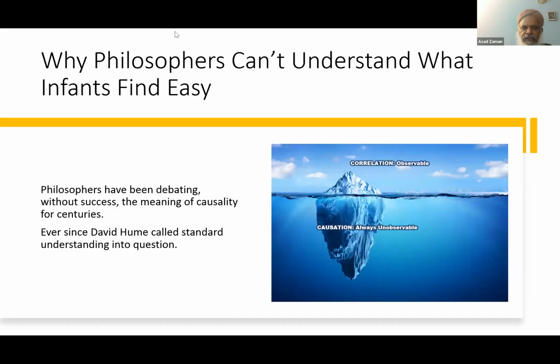But the philosophers cannot understand. For centuries, ever since David Hume pointed out that you can only see correlation, you can't see causation, they have been trying to figure out what causation means without success. The number of books and articles on causality is so huge that you can't even read all of them in a lifetime. So what is it that infants find easy to understand, but philosophers don't?